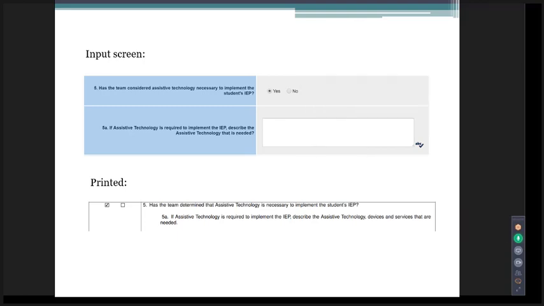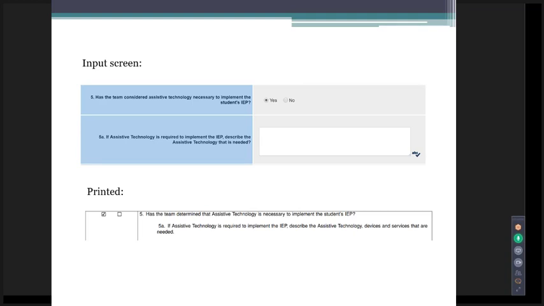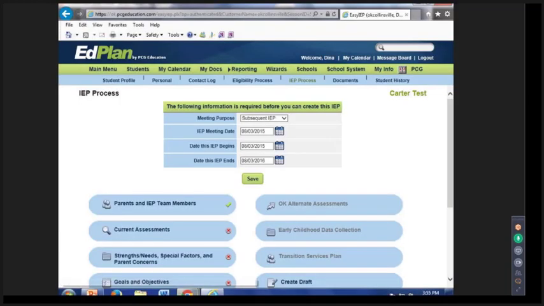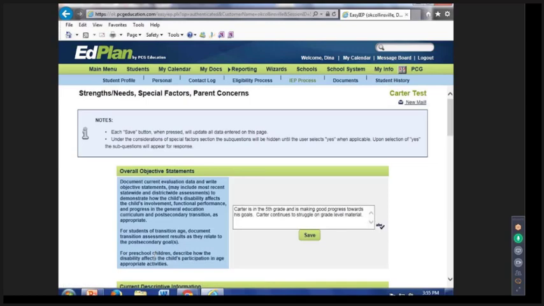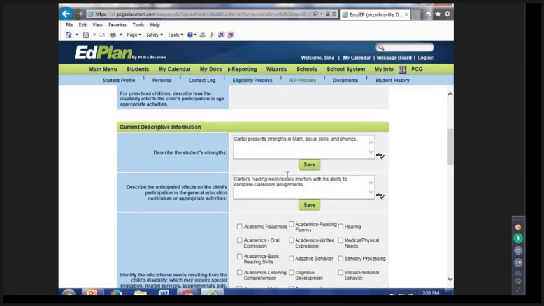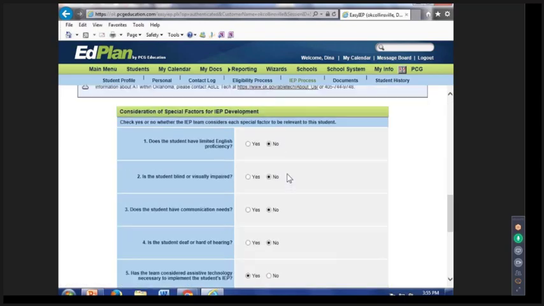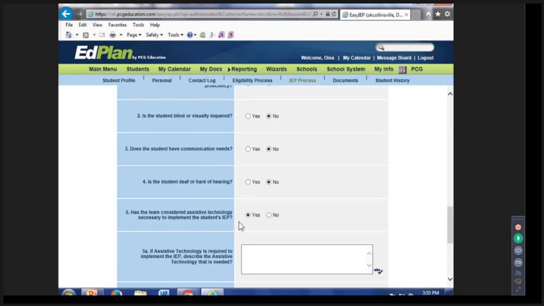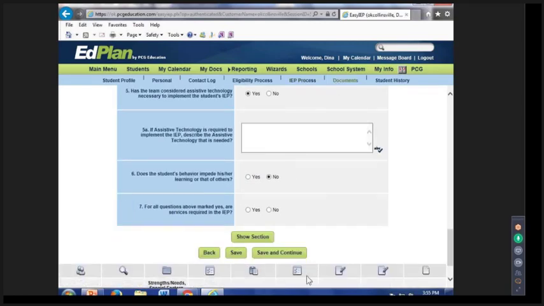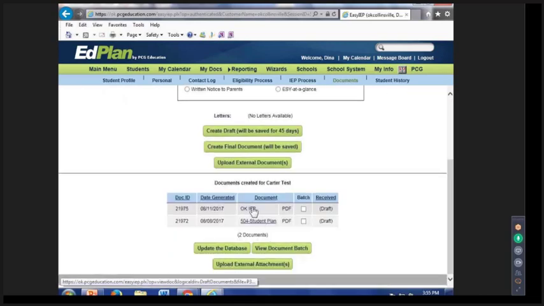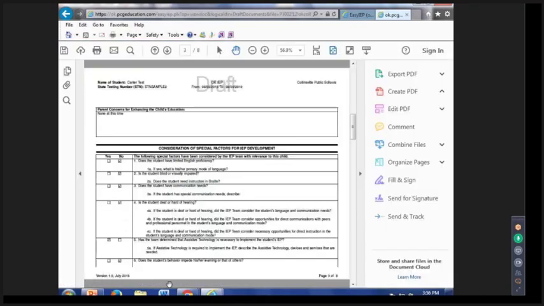So here's a sample kiddo, and if I click on IEP process, I hope this can switch through. Okay, so when you scroll down to the consideration of special factors, you'll see that it still looks like it used to, but then when I go to my documents, and I've got a draft IEP saved here, this is how it's printing. And it says, in this case, that yes, the team has determined that assistive technology is necessary to implement the student's IEP. The rest of it didn't get answered.